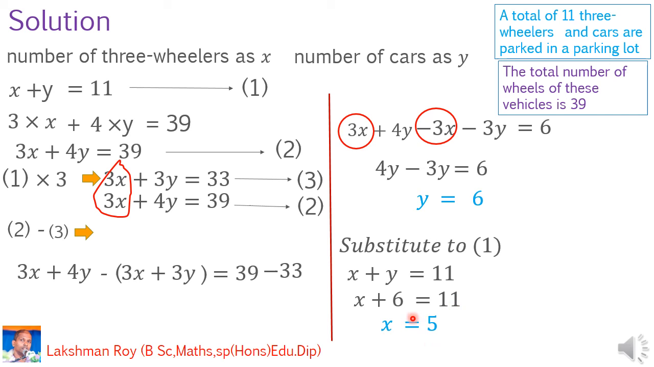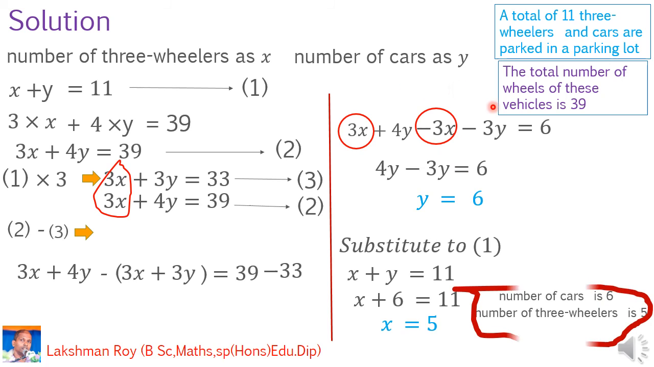Now you have to write what x is: the number of three-wheelers. So you can write: the number of three-wheelers is 5, the number of cars is 6. So that is the solution.